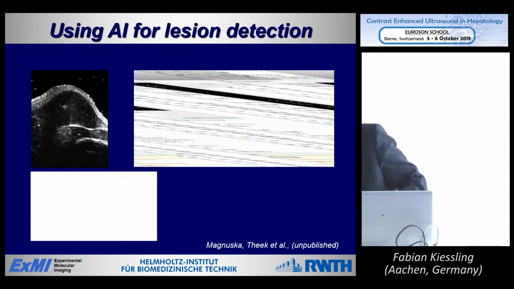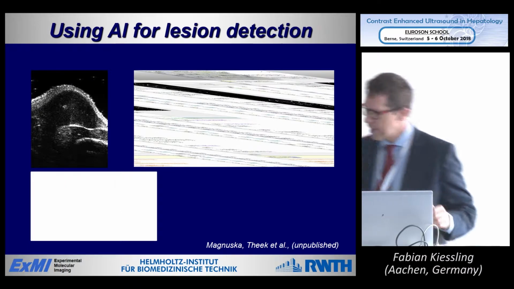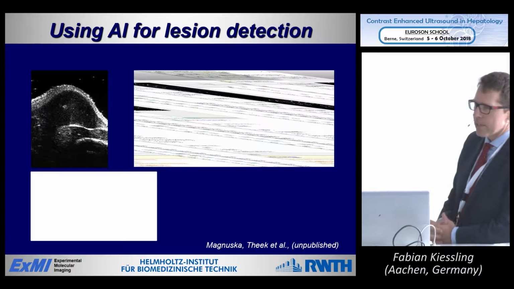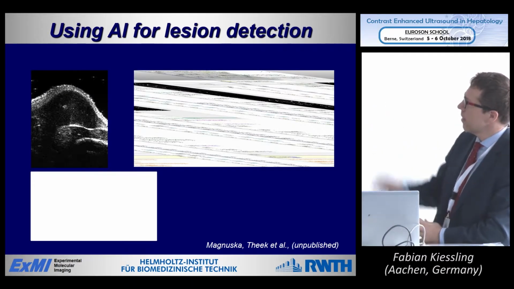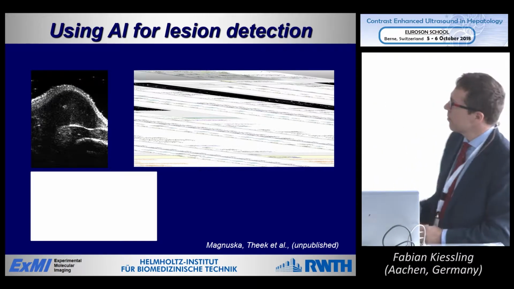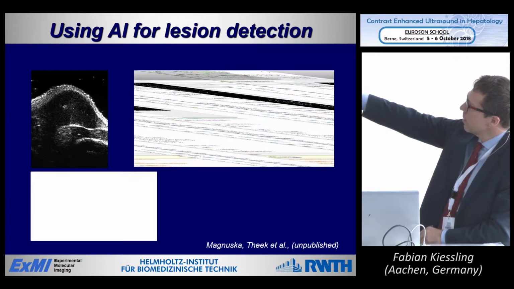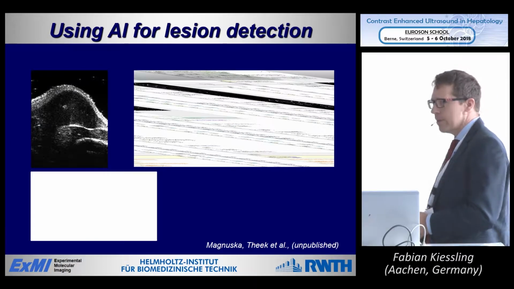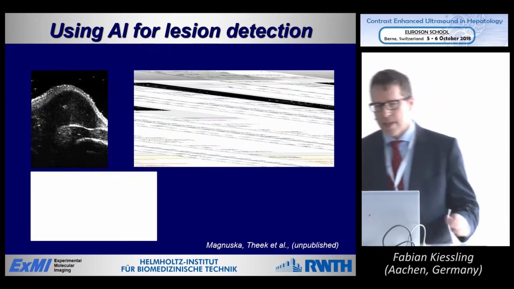Here, there's no pointer. Was there a pointer somewhere? No pointer, okay. But you can easily see that on the bottom left here, there's a discontinuity in the borders of the tumor. You also see that there are some bright structures inside, which makes it difficult for an artificial intelligence system to really detect the borders.